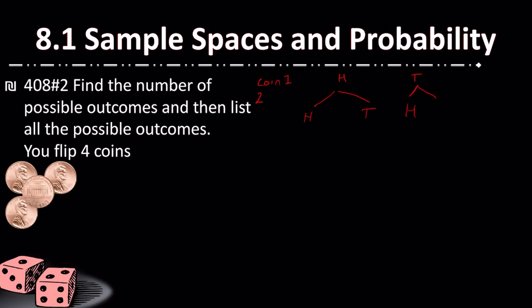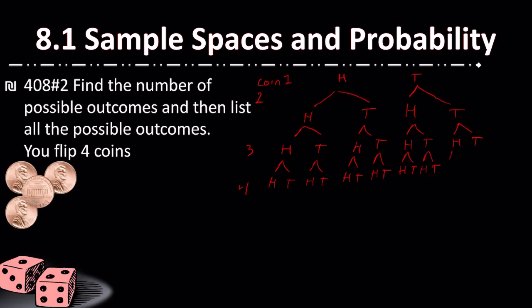or a head or a tail. And then coin 3 could either be a head or a tail. And we're making this head and tail off of each of our options. And then coin 4 is either a head or a tail. And you can see at the bottom of our tree diagram, we have 1, 2, 3, 4, 5, 6, 7, 8, 9, 10, 11, 12, 13, 14, 15, 16 possibilities.